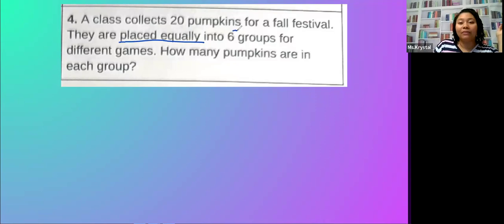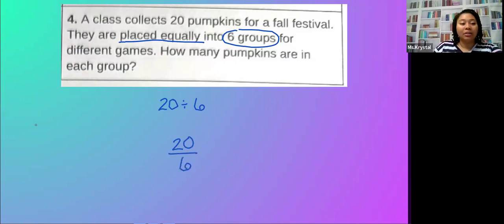And I love how we finally have groups. Usually we have six friends or six vases or whatever, but now it's actually groups. That's like letting us know these are the big buckets. And we're divvying out these 20 pumpkins evenly. So it's 20 divided by the six groups, or to rewrite that like a fraction, 20 over 6.